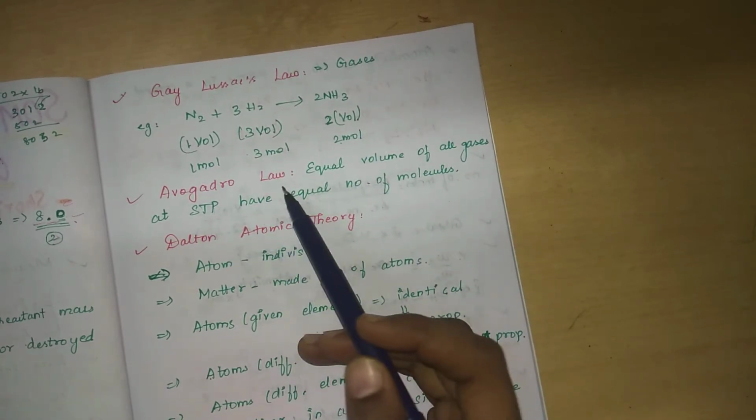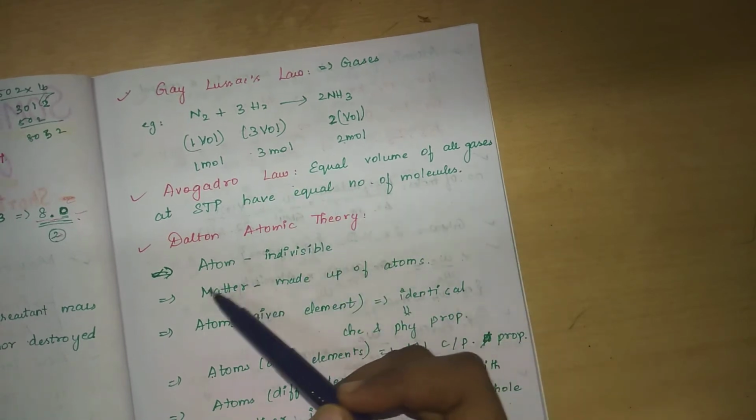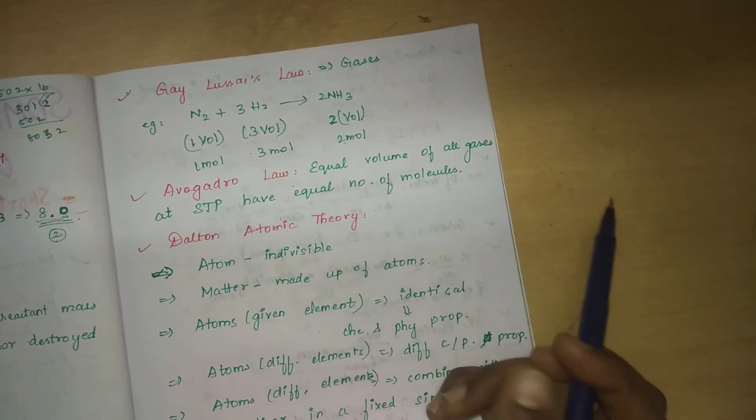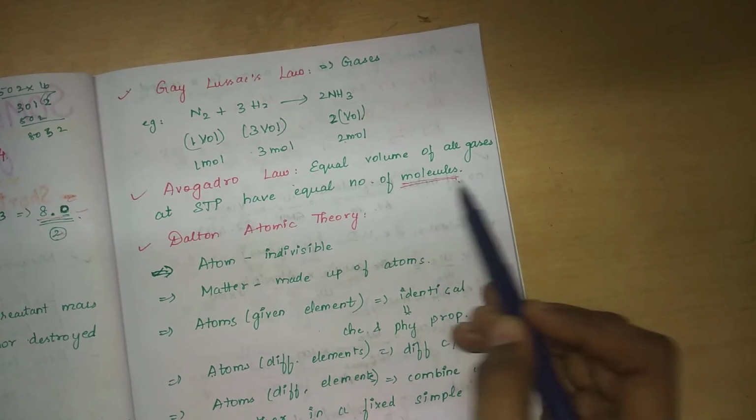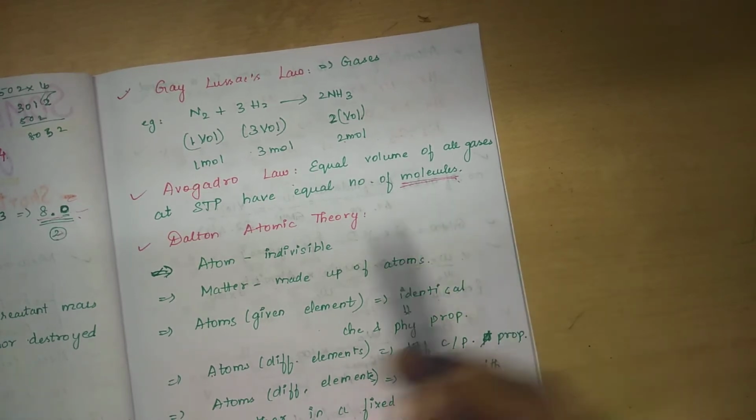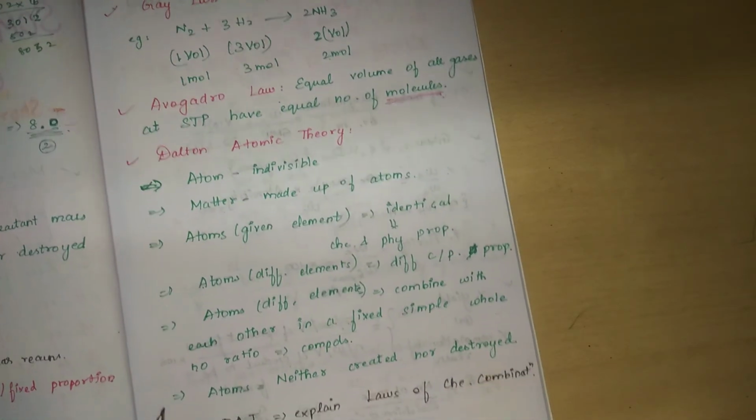Then Avogadro law. Avogadro law states that equal volumes of all gases at STP have an equal number of molecules. Here, molecules is very important. It's not atoms or moles or anything. Here it is molecules. Then Dalton atomic theory.